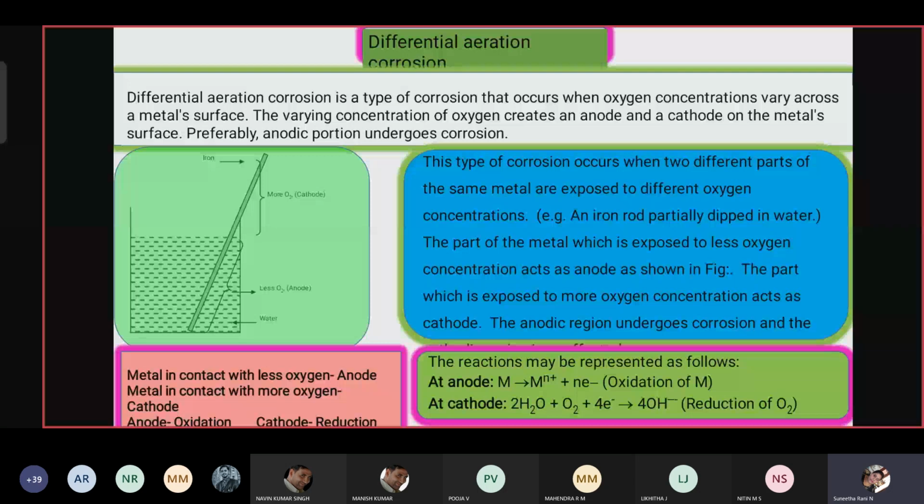One is organic coatings and inorganic metal coatings. Coatings means coating the surface of the metal, to protect the base metal from the corrosion. We need to coat a metal by adopting any method, either by galvanization or by coating.